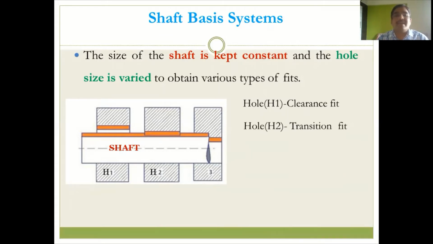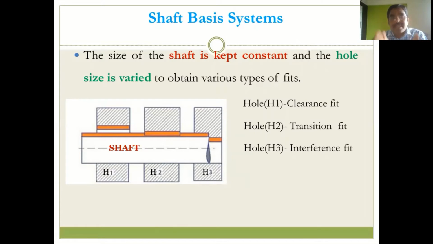The second one is the transition fit, means this one. Now in this case again there is a positive or a negative clearance, means naturally the transition fit can be achieved. And the third one is the interference fit. How are we getting the interference fit? You can see in this case, the hole is smaller than the shaft. So naturally, the interference fit can be achieved.